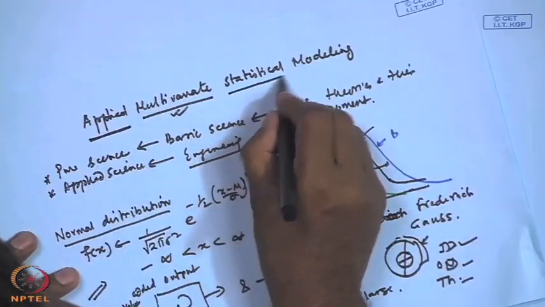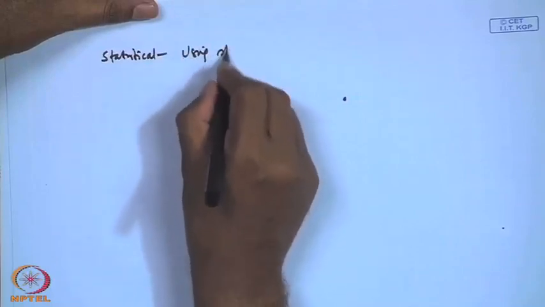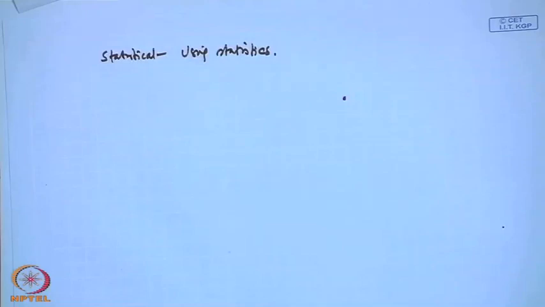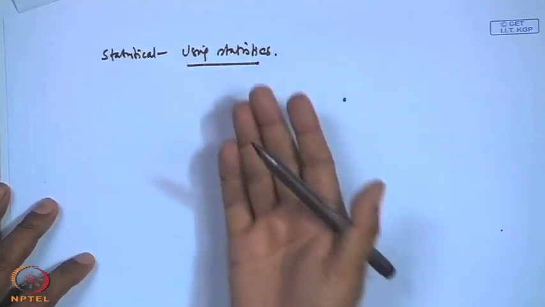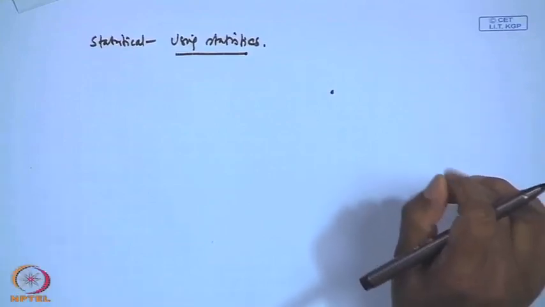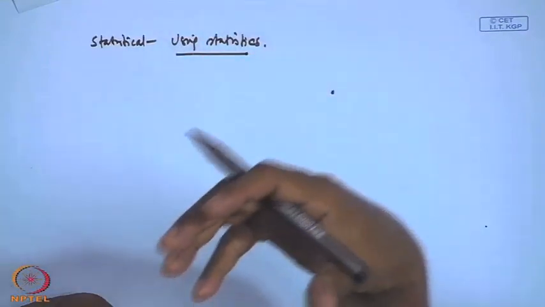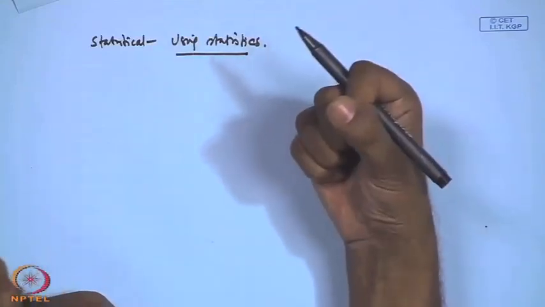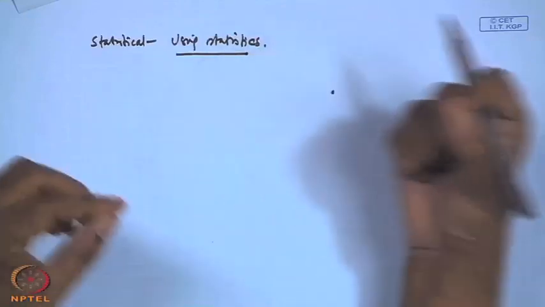So, the third issue is statistical. By statistical we want to say that it is basically using statistics, that is what we want to infer. Whatever you are developing using statistical tools and techniques, then this development is statistical development. Now, what is statistics? If I say that statistics is nothing but collecting, then organizing, then analyzing, representing and interpreting. What do I mean to say?